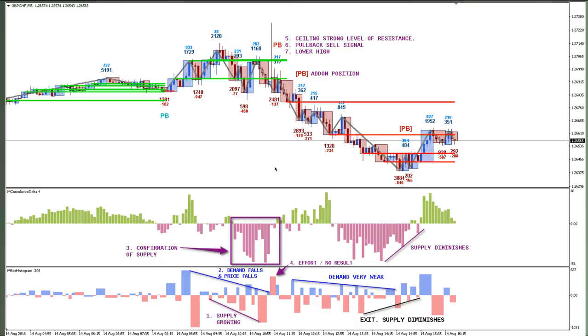Again, we're looking for maximum points of confirmation and to find a story in the chart that makes sense. If it makes sense, then those are the trades we want to take. If it makes like 50% sense, but you're not sure, don't take it. Okay, so next slide.